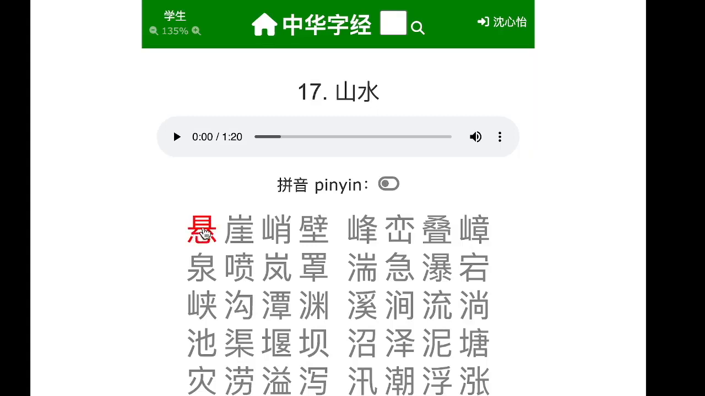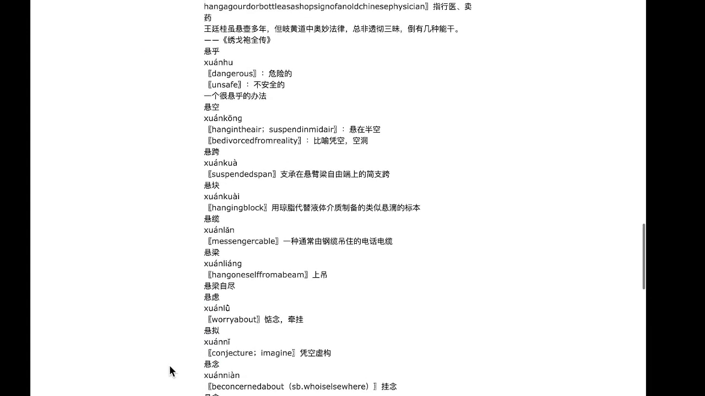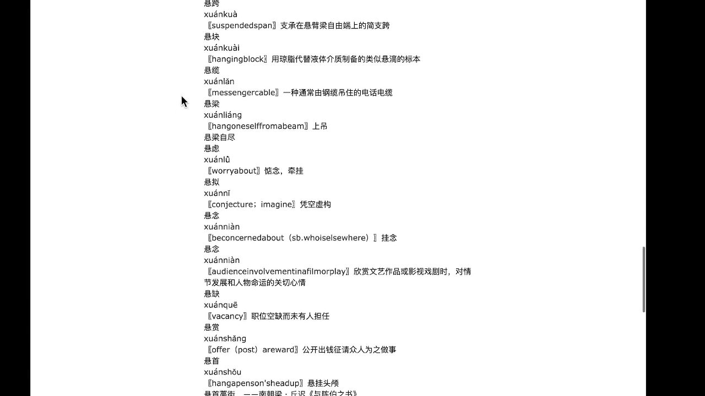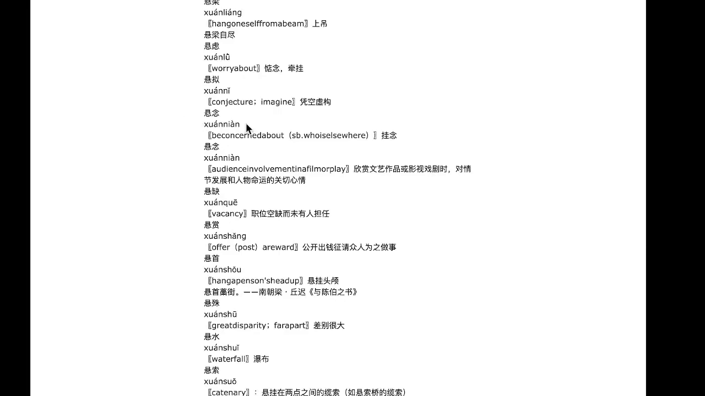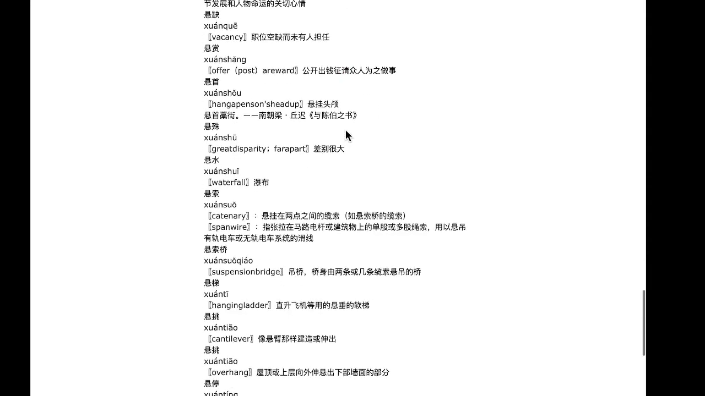So first character, 悬. 悬 means to hang or suspend, refer to feeling anxious, baseless worry, same thing as feeling anxious. Reveal or publish is also 悬. Unresolved. So if you say like a cliffhanger in a story, you'd call 悬念. So here you got 悬空, hang in the air. 悬念. Yeah, that's what we use for cliffhangers in a story.